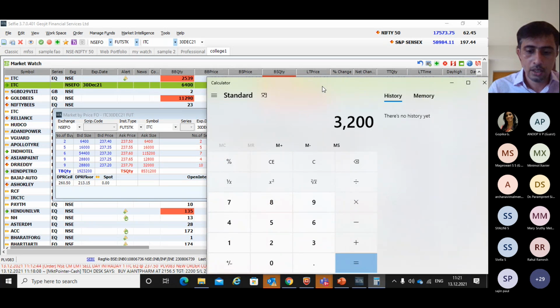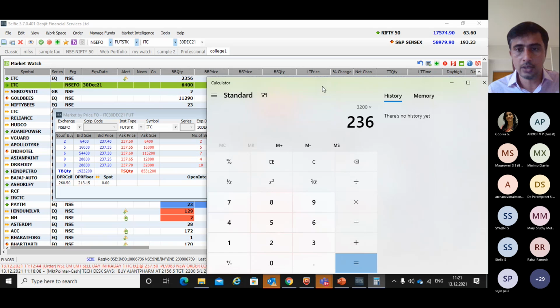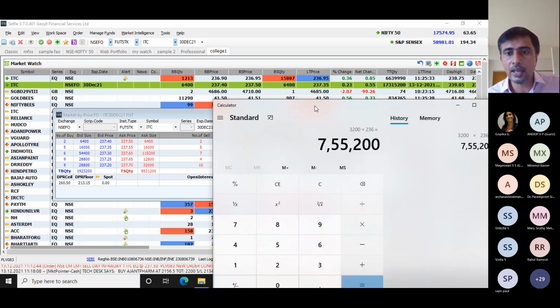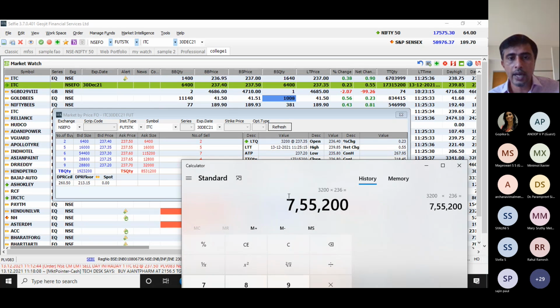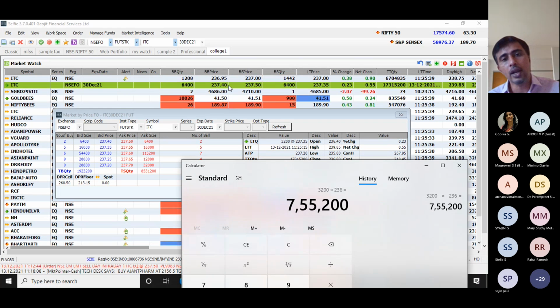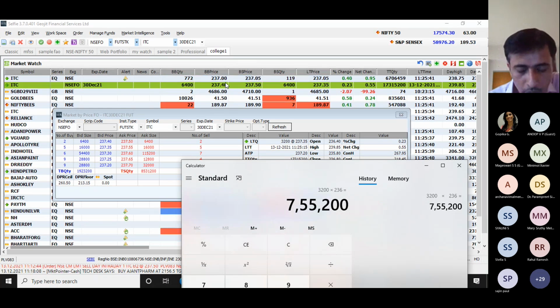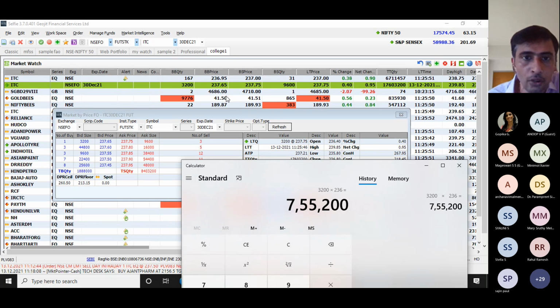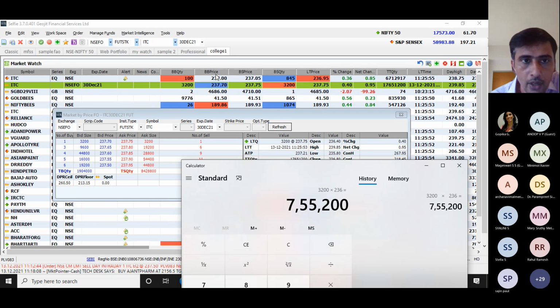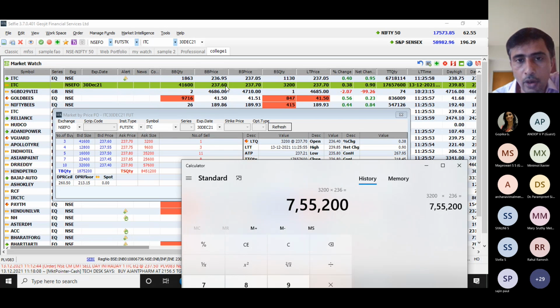Because suppose 3,200 into 236, I have to pay 7,55,000 here. Whereas in the futures market, I just need to pay around 1 lakh only. So with a minimum margin of 1 lakh, I can make money from the same movement. Suppose I am a buyer of futures and you are a buyer in the cash market. You pay 7,55,000. I pay only 1 lakh or 1.5 lakh.